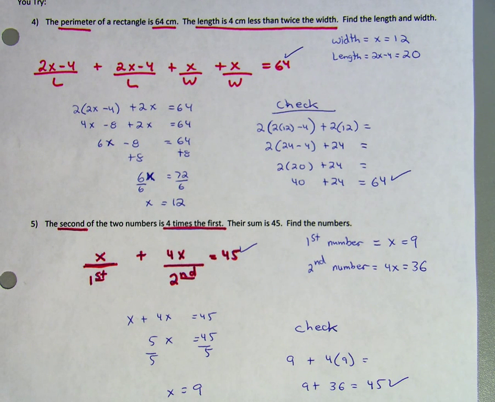Number 5, we had two numbers. Our first number we gave a value of x to, and then our second number was 4 times the first, so we gave it a 4x. Okay? And the sum of those two numbers equal 45. So you should have figured out that x, the first number, is equal to 9, and the second number is equal to 36. Add them together, and you get 45.